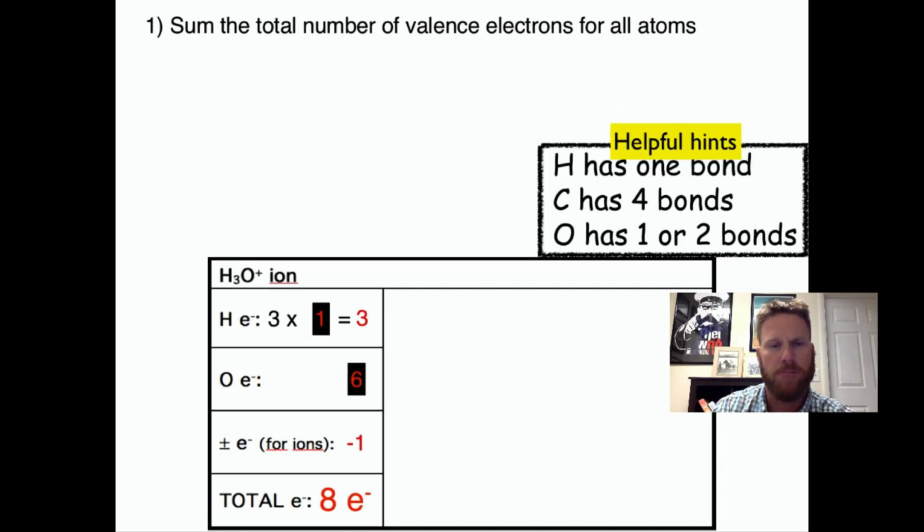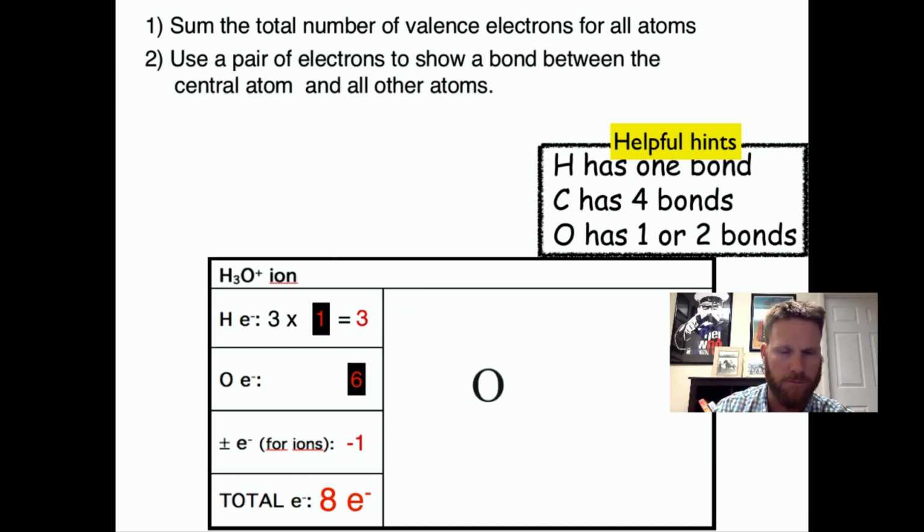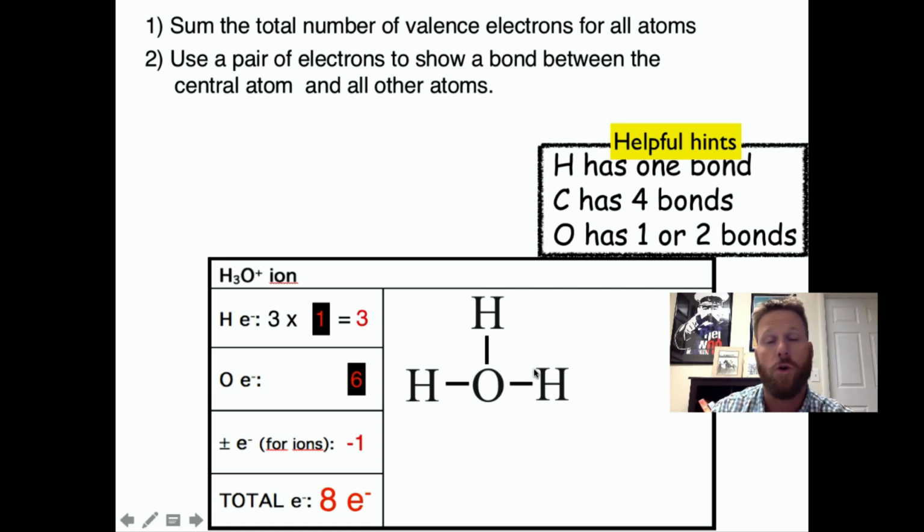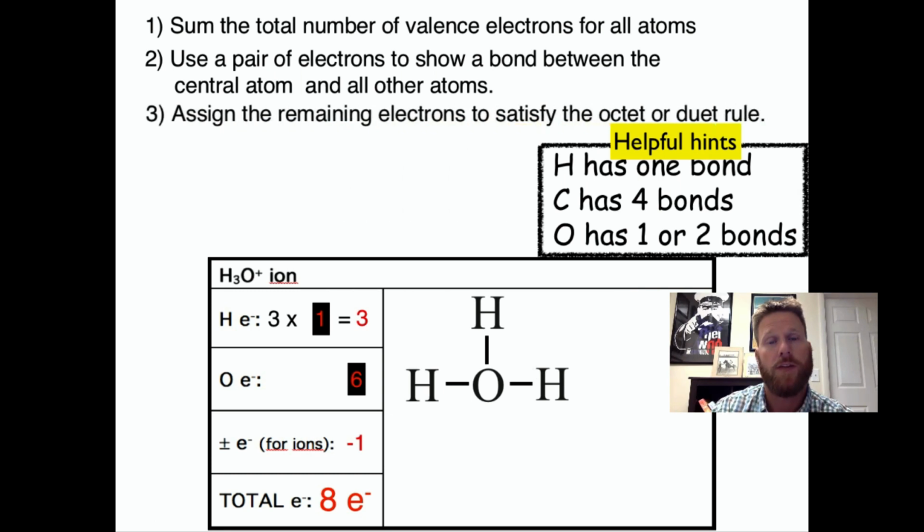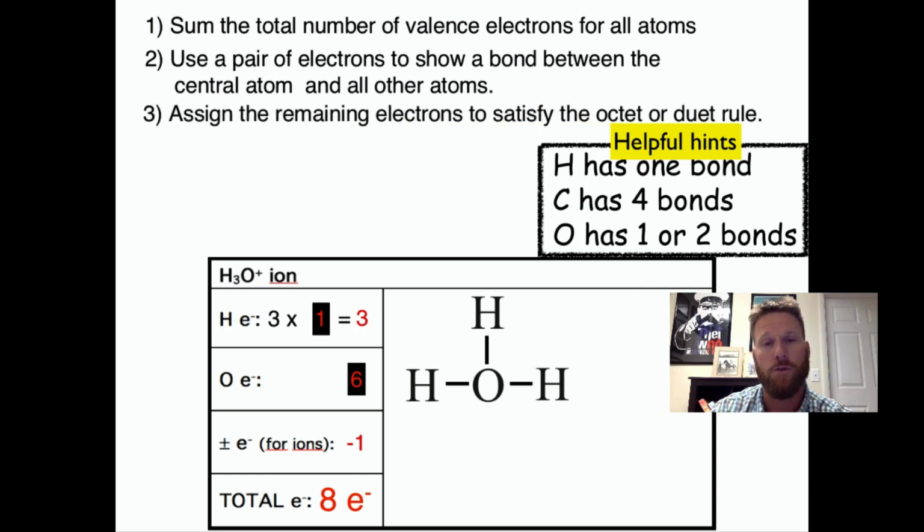Oxygen is the central atom, because hydrogen is never the central atom, so we're going to use a pair of electrons to show a bond between oxygen and each of the 3 hydrogens. Now when we do that, we'll see that we have assigned 2, 4, 6 electrons. We only have 2 more that we can assign. So we have to fulfill the octet and duet rule to satisfy all the atoms. Well, the hydrogens are already satisfied. By making the bond, they have 2 electrons. They are following the duet rule.